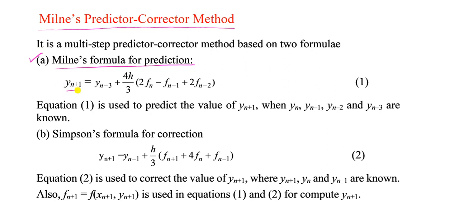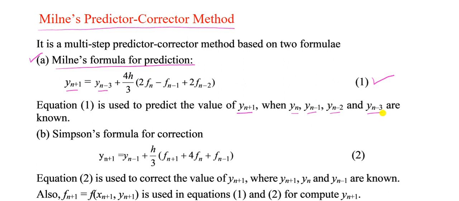y(n+1) is equal to y(n-3) plus 4h upon 3 times 2 f(n) minus f(n-1) plus 2 f(n-2). Say this is equation 1. Equation 1 is used to predict the value of y(n+1) when the values of y(n), y(n-1), y(n-2) and y(n-3) are given.